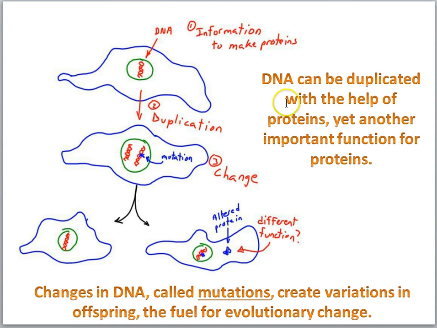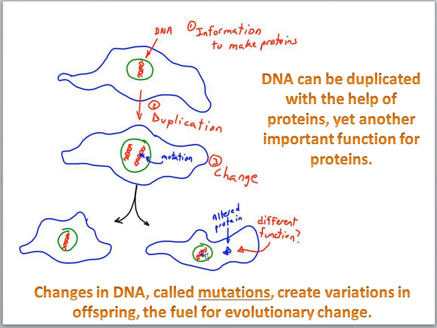Importantly then, DNA can be duplicated with the help of proteins, yet another important function for proteins. And here we see this would be a single-celled organism like an amoeba, and we've got DNA in the nucleus. Well, that DNA stores information to make proteins, but critically, for the purpose of reproduction, the DNA can be duplicated. And then the cell will divide into two cells, each cell getting a copy of the DNA so that the daughter cells have all the recipes to build all the proteins they need.